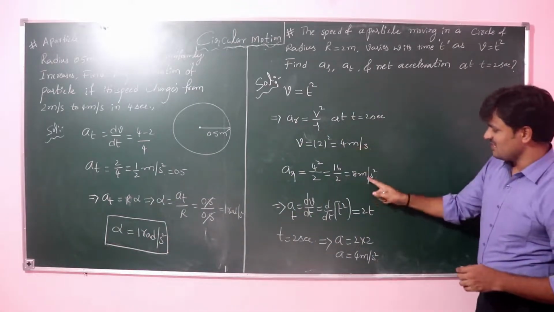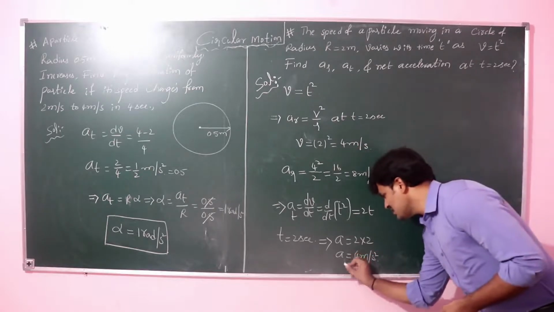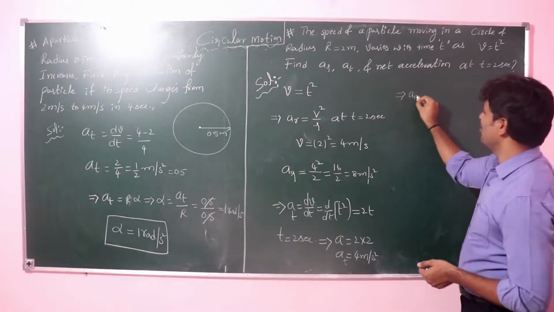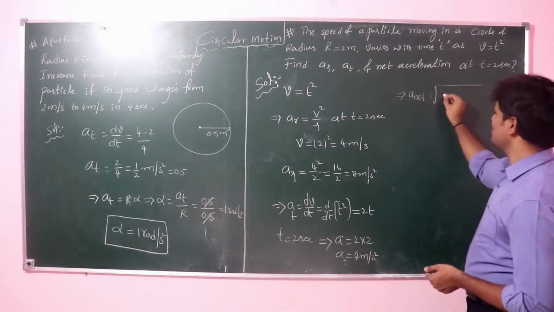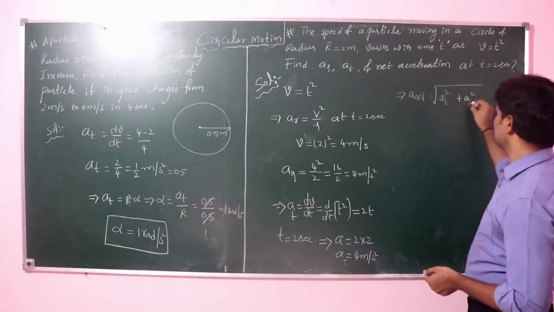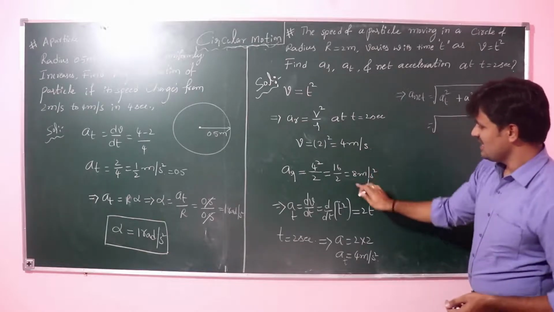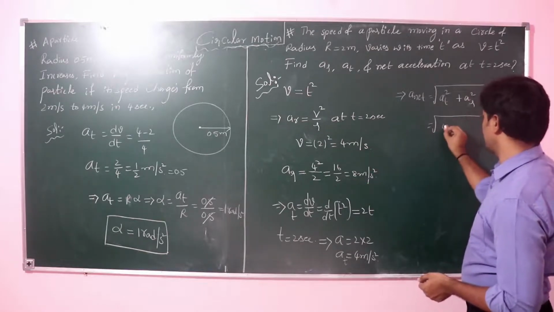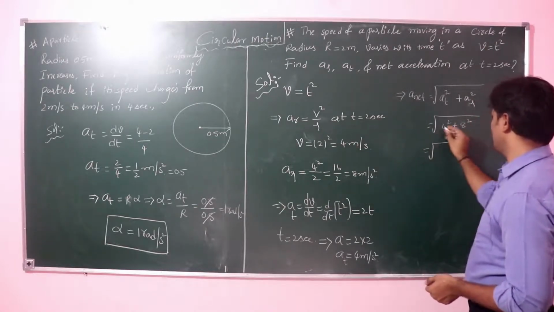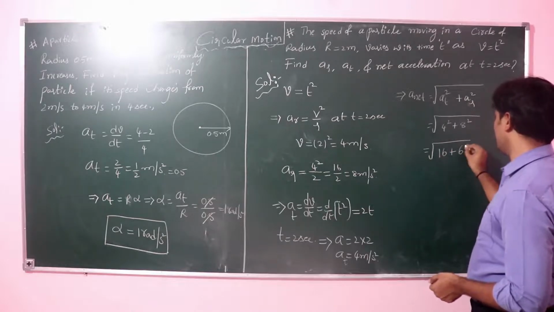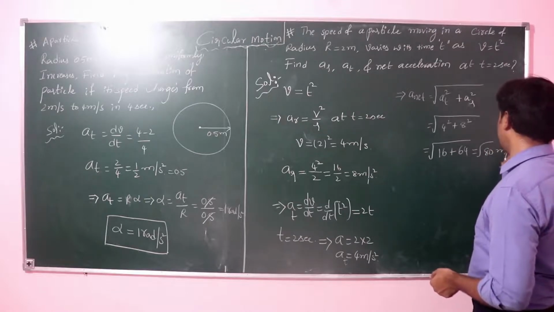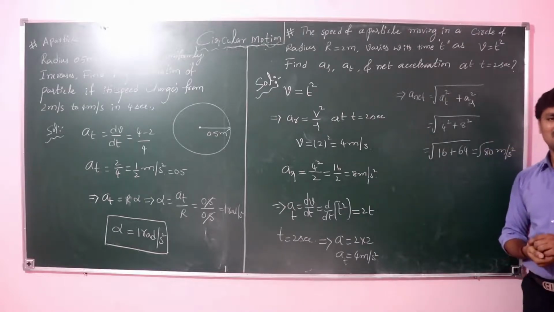Here, 8 meter per second square and 4 meter per second square. This is the tangential value. Now we have to take the total acceleration, or the net acceleration. Net acceleration, you know the formula: under root at square plus ar square. So at square means tangential acceleration square, 4 square, plus ar square, 8 square. That is 4 square, 16, plus 8 square, 64. That is root 80 meter per second square.